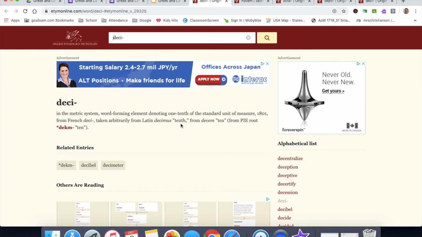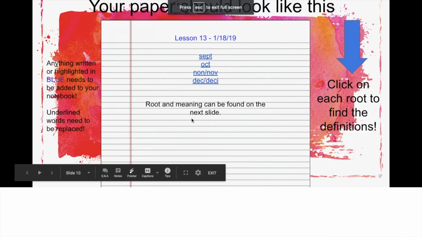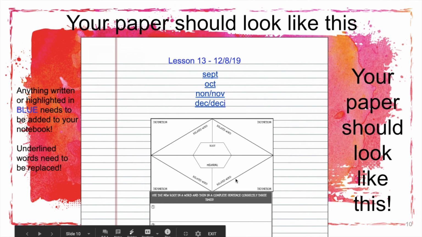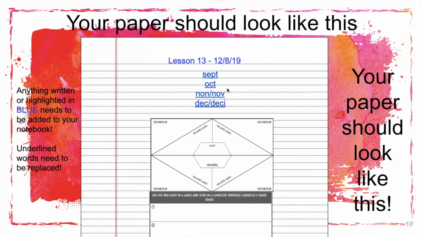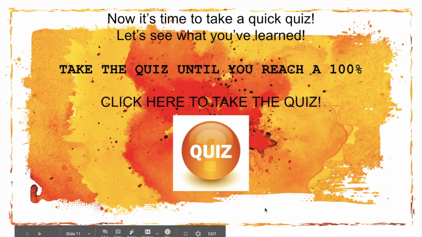So go ahead and please add those to your notebook, and you may do so by adding them in your graphic organizer. And since you have 4 roots for the week, if you would add 1 root to each part of the graphic organizer and find a related word, which you should easily do since I have given you months, and then give me the definitions. So do that, and then use them in sentences down below. Don't forget to take your quiz and try to make a 100% on it.